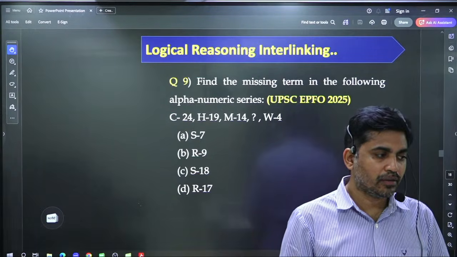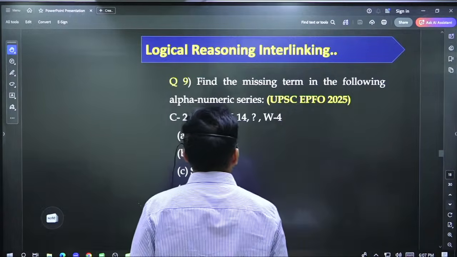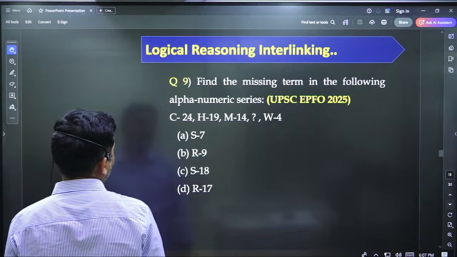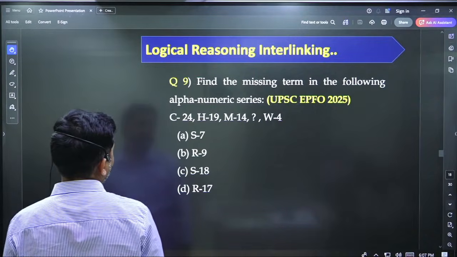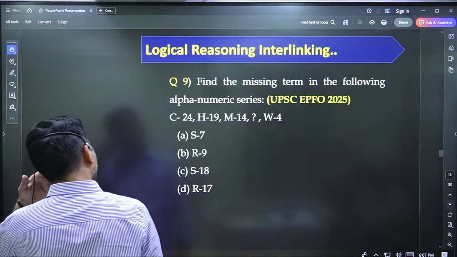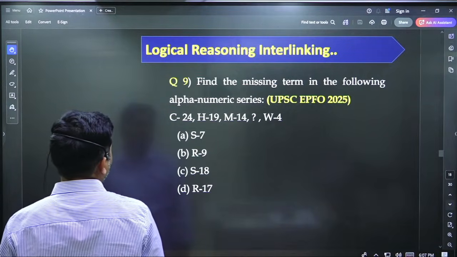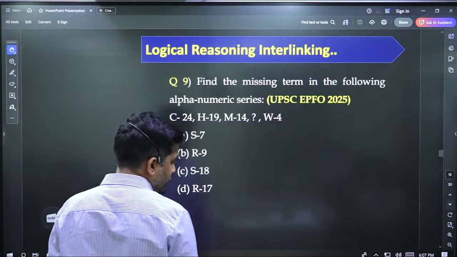R9. Very good. Okay, very good. What is the concept? What is the concept is?